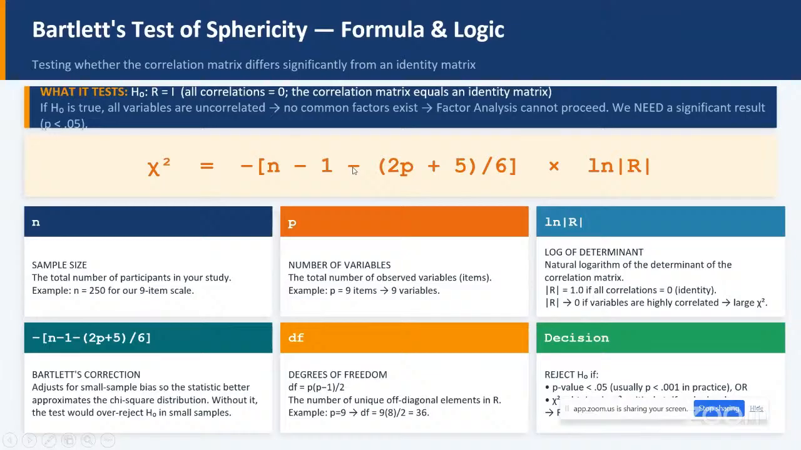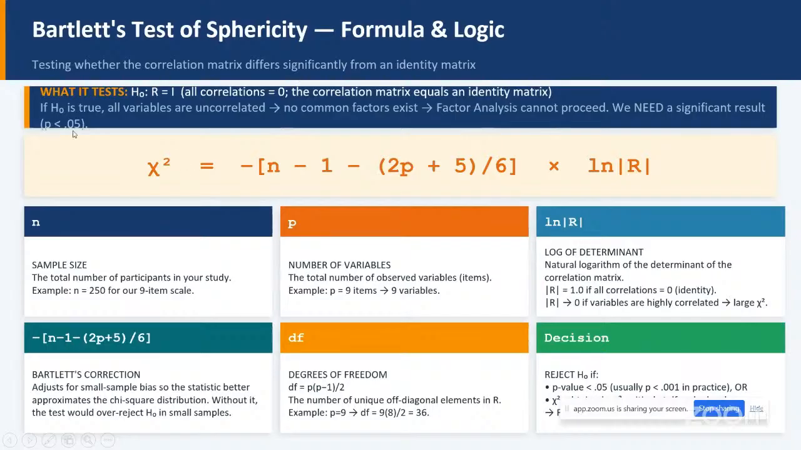So this is the Bartlett's test of sphericity. These are again the test statistics, where H naught is R equals I, where I is the identity matrix, right? All other correlations are zero. Only the diagonal has the one correlation. Only those factors which have the one correlation remain.